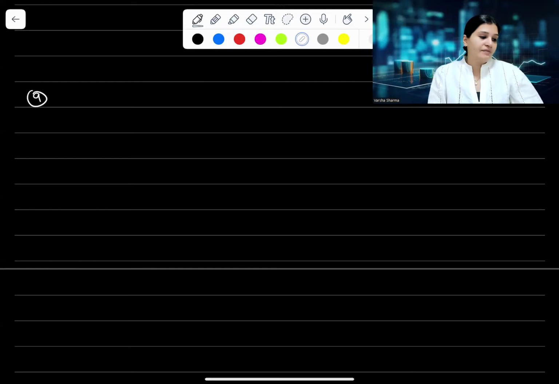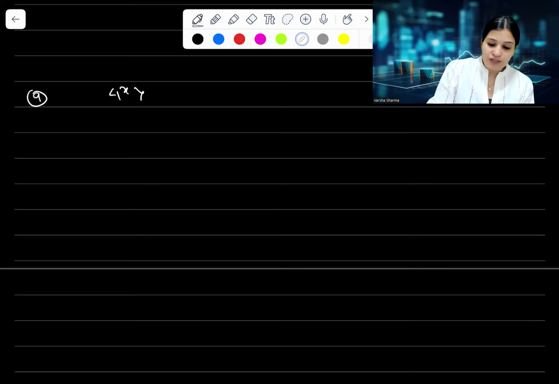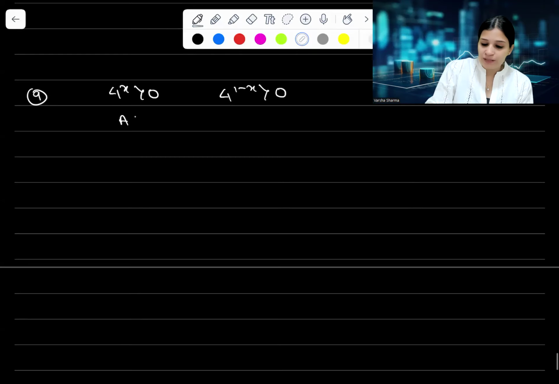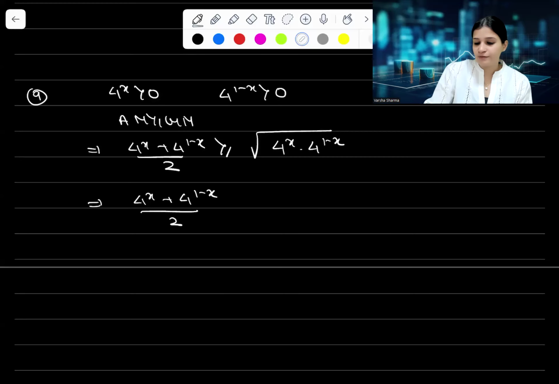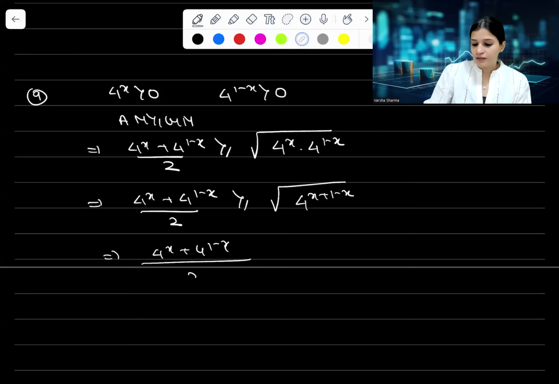Okay, number 9. Minimum value of 4^x plus 4^(1 minus x). 4 to the power x is a positive number, 4 to any power is a positive number, right? So if I apply AM and GM here, (a plus b) by 2 is greater than or equal to root over ab, so (4^x plus 4^(1 minus x)) by 2 is greater than or equal to root over 4^x times 4^(1 minus x). Same base multiply, add powers, root over 4, which is 2.